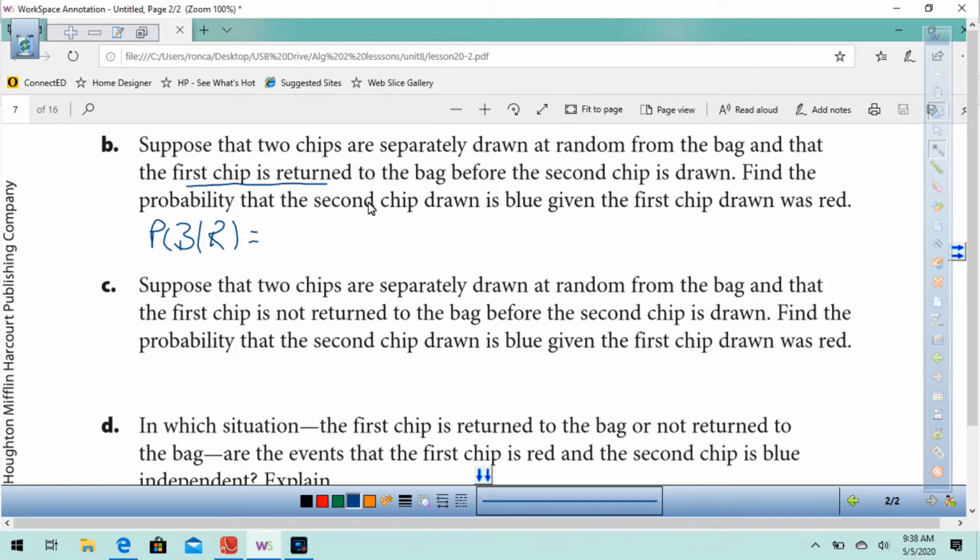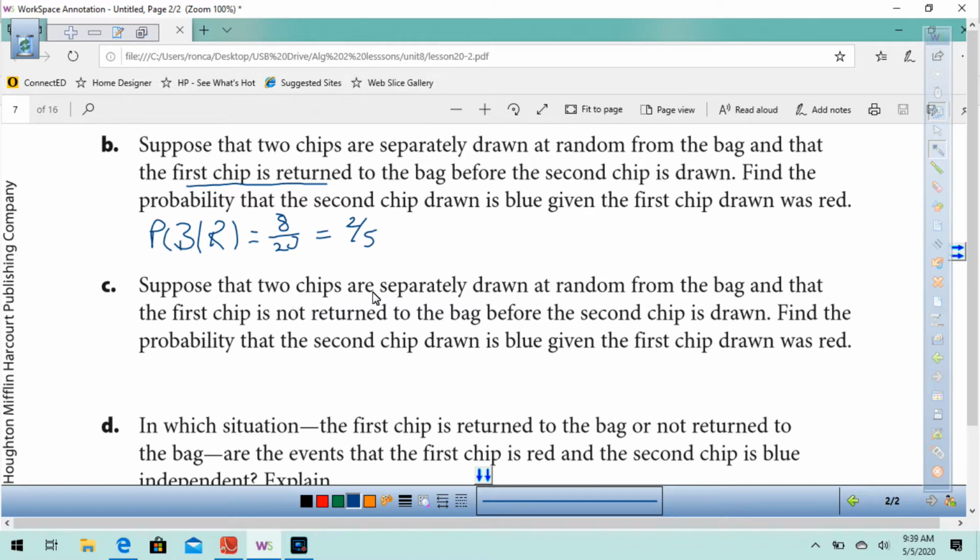Find the probability the second chip drawn is blue, given the first one is red. Well, the first one was red, but we returned it. There was a total of 8 blue chips, and since we put the red one back, there's still a total of 20. That's going to give you 2/5.